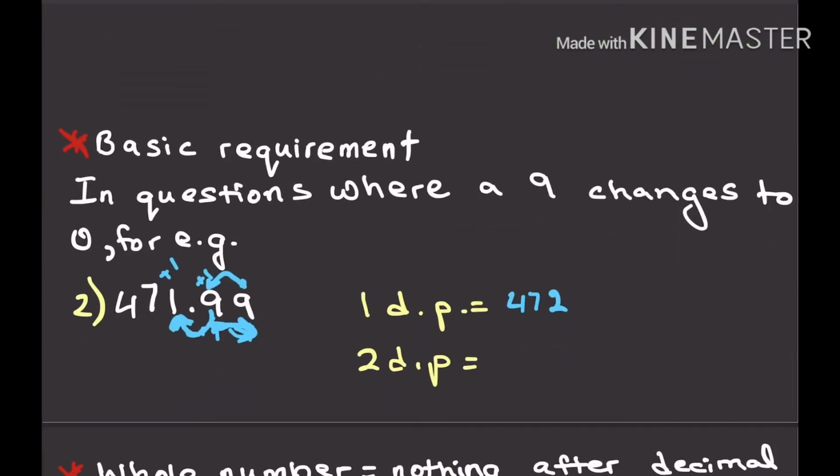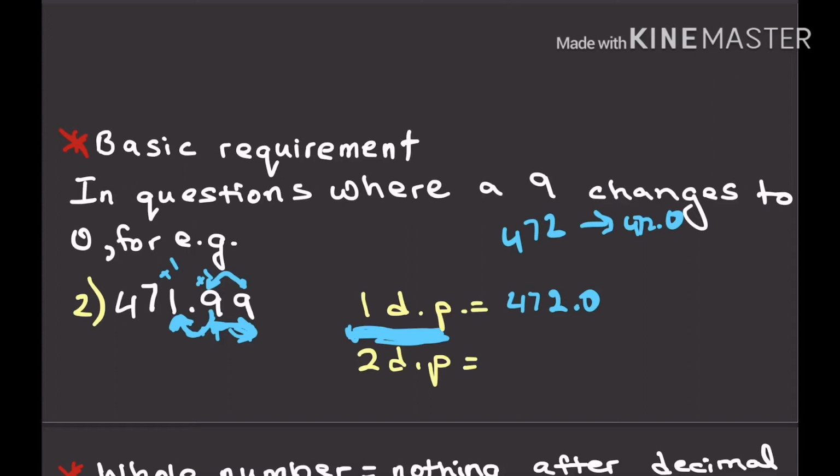We are finding 1 dp, so there should be, by force, a number after the decimal point. If you don't have a number, it turns to 0. That means this 9 will then turn to a 0, because there should be a number after the decimal place. If there isn't, if you just keep your answer as 472, even though it is the same as 472.0, in this case, when they're talking about decimal points specifically, then you have to put the 0, because you need to put one number after the decimal point.